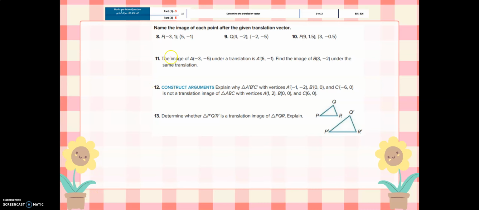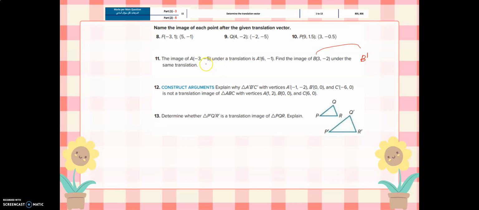All right, so for question number 11 right here, it says that the image of A(-3, -5) under a translation is A prime, which is (6, -1). Find the image of B(3, -2) under the same translation. So basically, we are looking for the translation of B, which is B prime. So how are we going to go about this? So let's make it simpler.